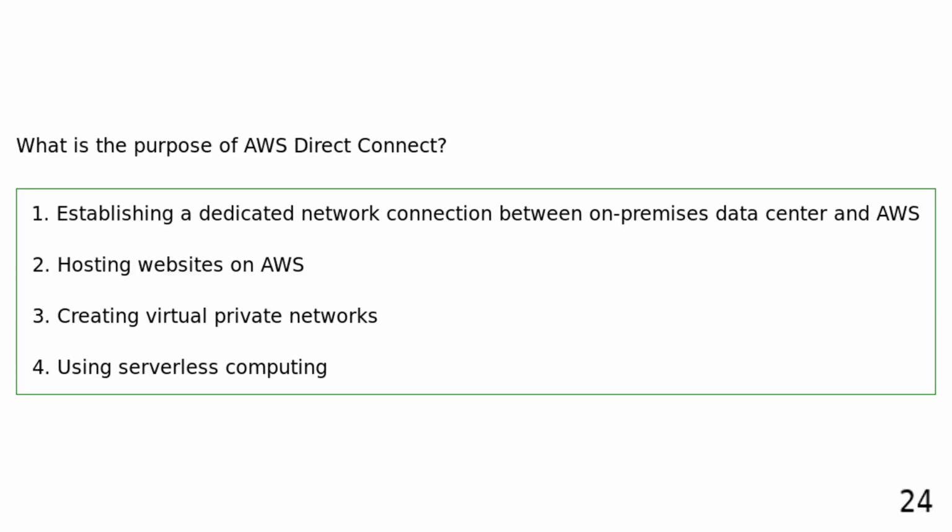What is the purpose of AWS Direct Connect? Establishing a dedicated network connection between on-premises data center and AWS. Hosting websites on AWS. Creating virtual private networks. Using serverless computing.